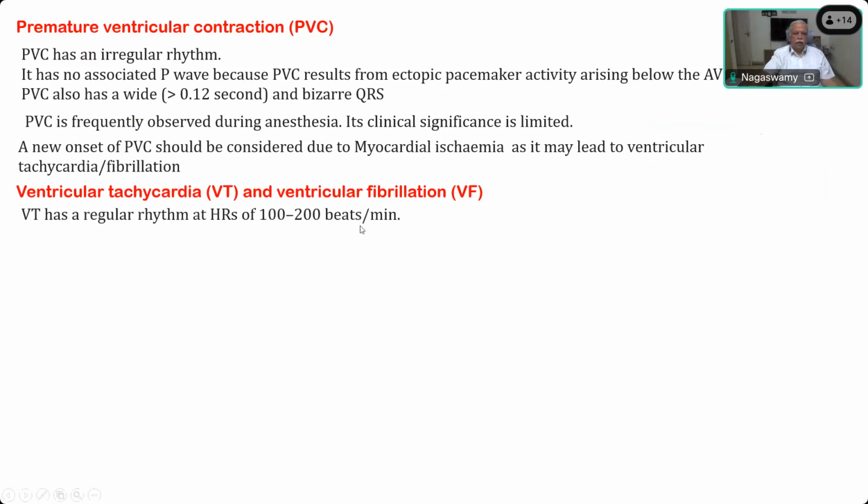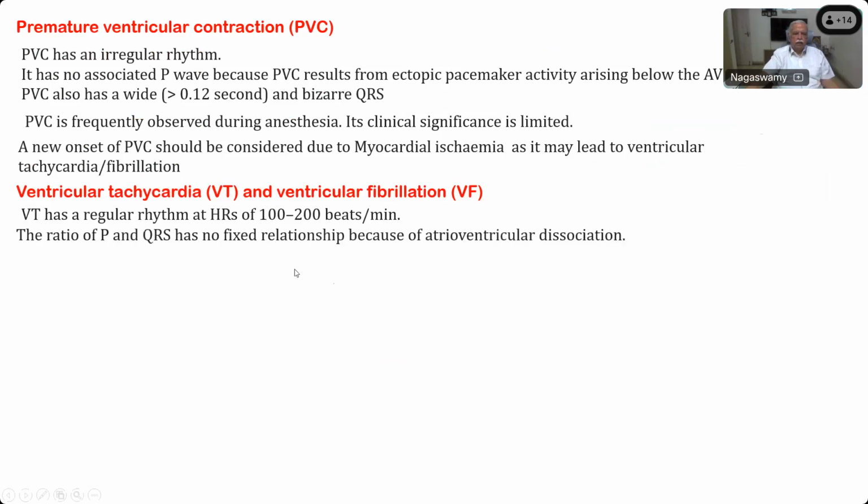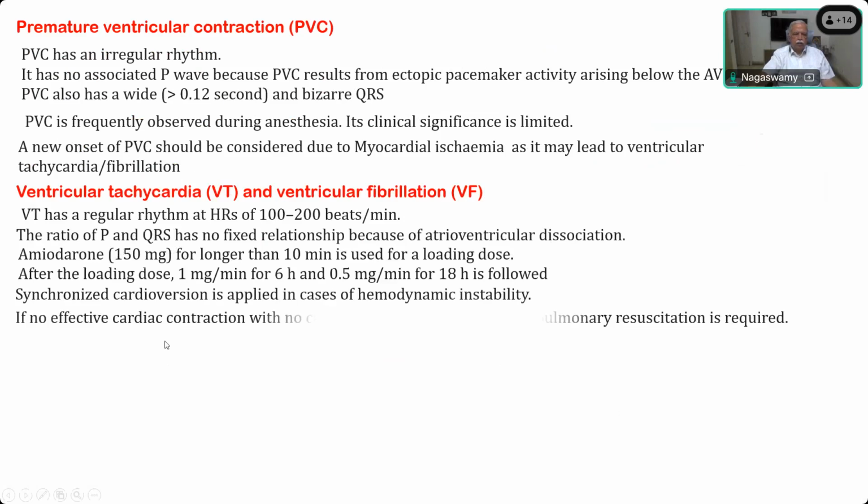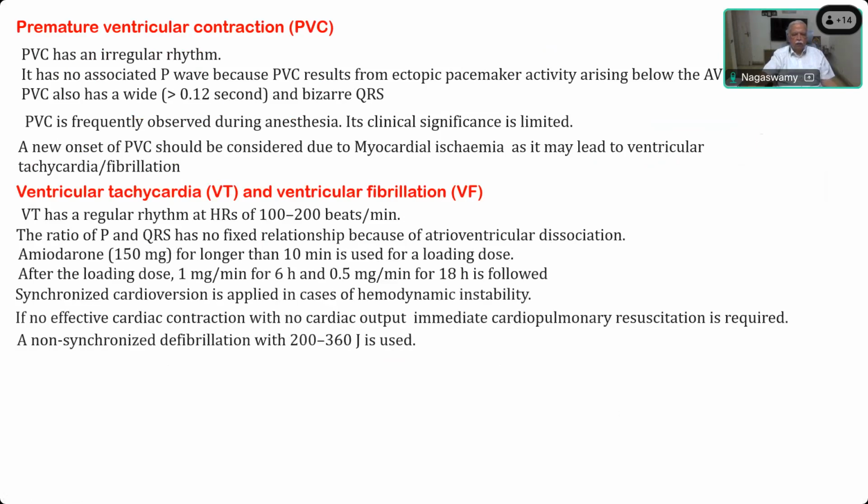And in ventricular tachycardia, heart rate will be 100 to 200, and it will be regular. That is the beauty of that. And P and QRS have no fixed relationship because of atrioventricular dissociation. And the treatment for that is amiodarone, loading dose, and then followed by a dose over 6 hours, and then over 18 hours another 0.5 milligram per kg. And synchronized cardioversion can be applied if it is causing hemodynamic instability.